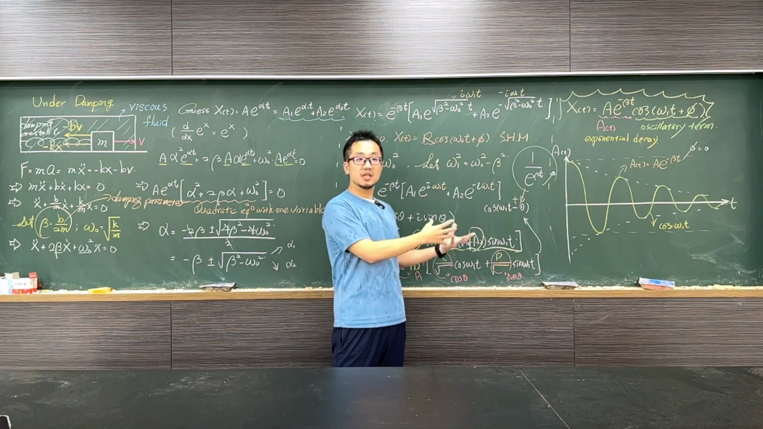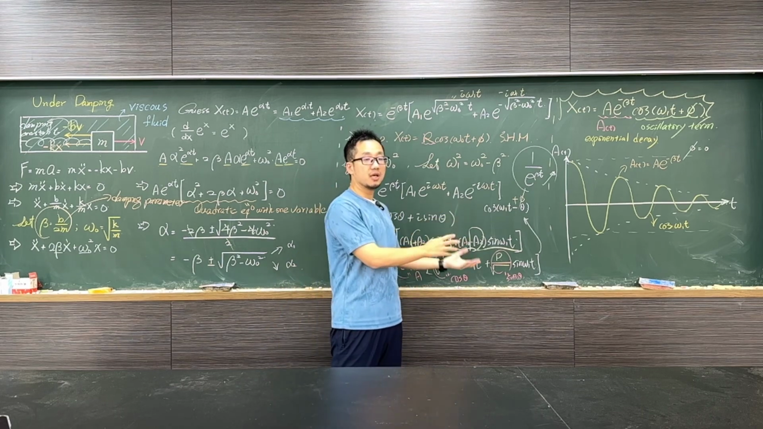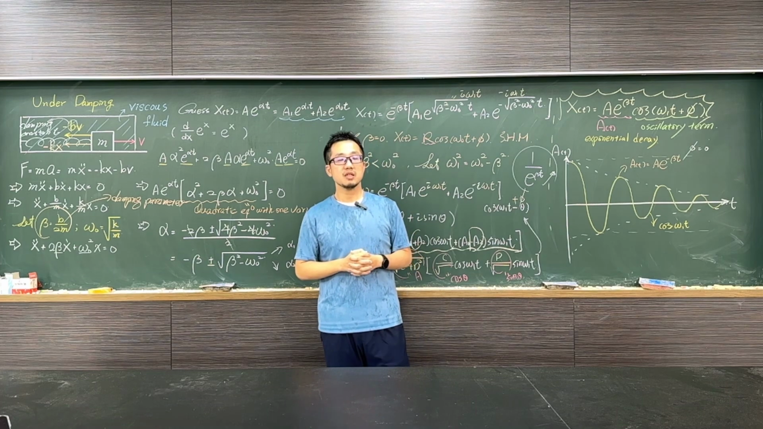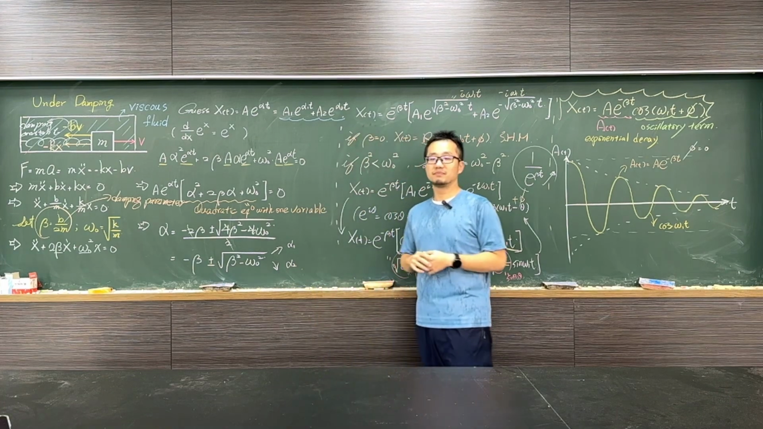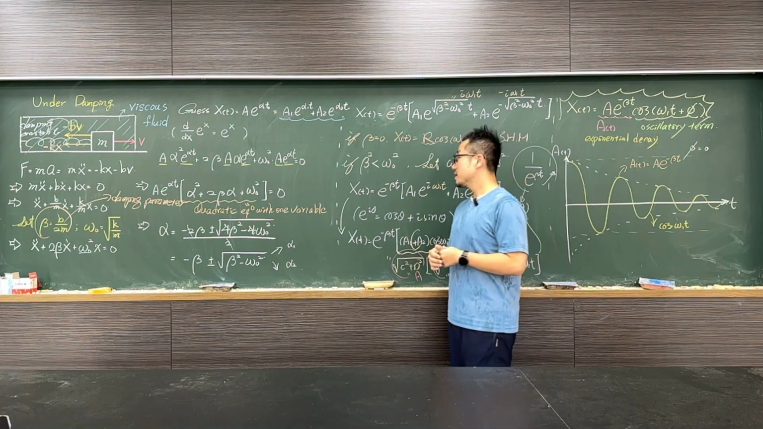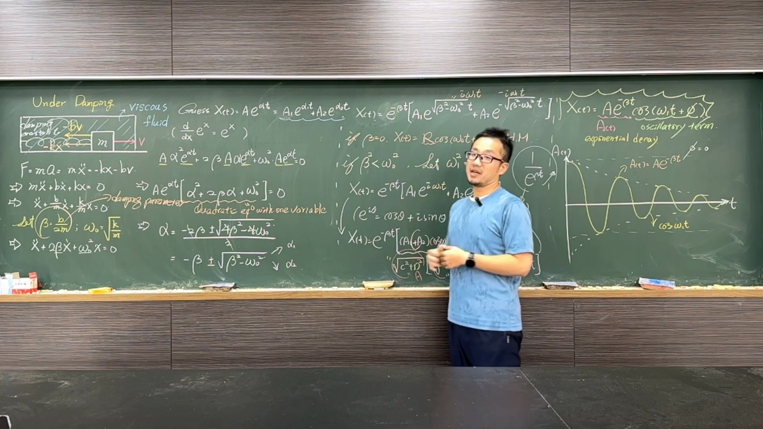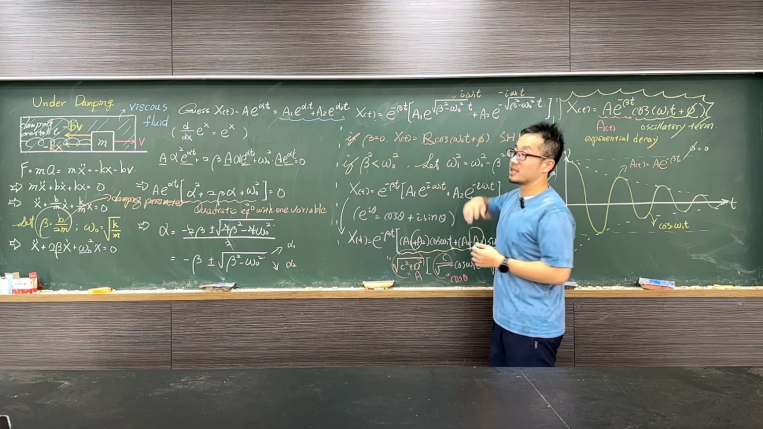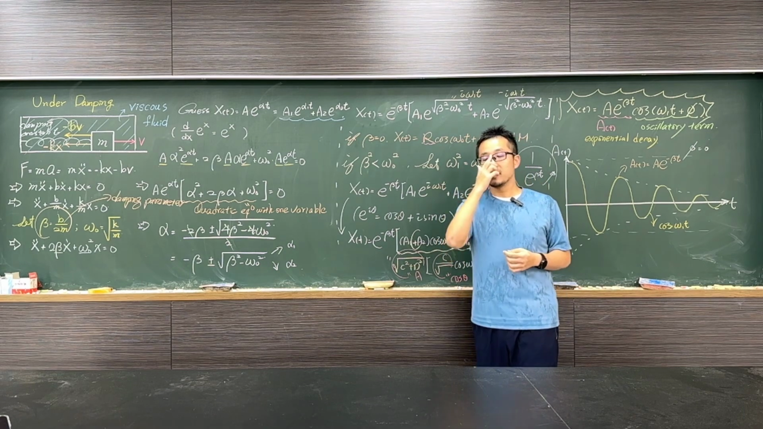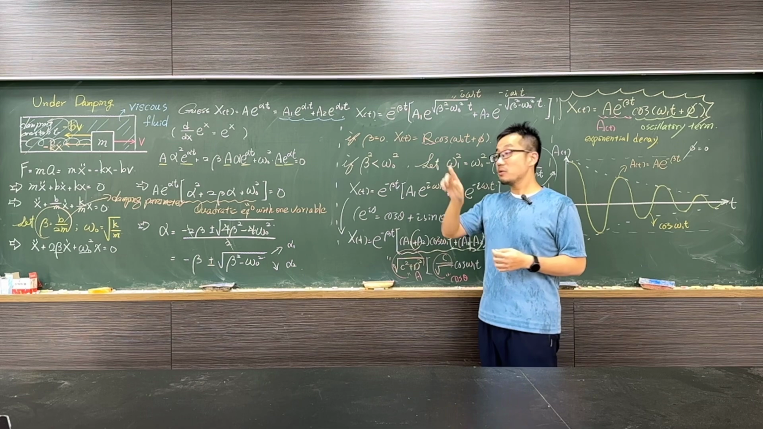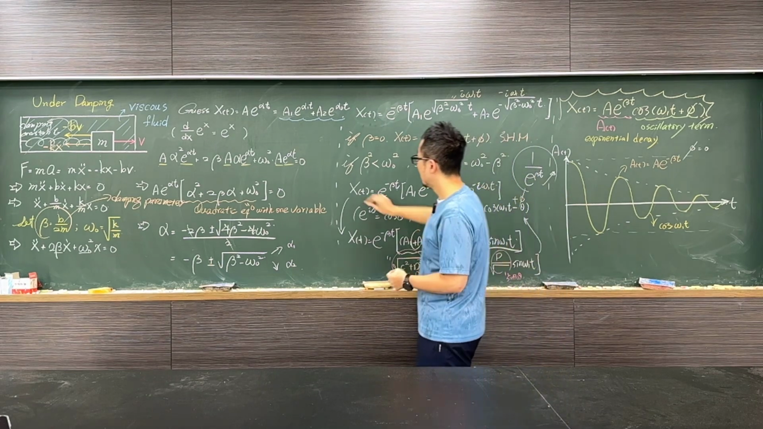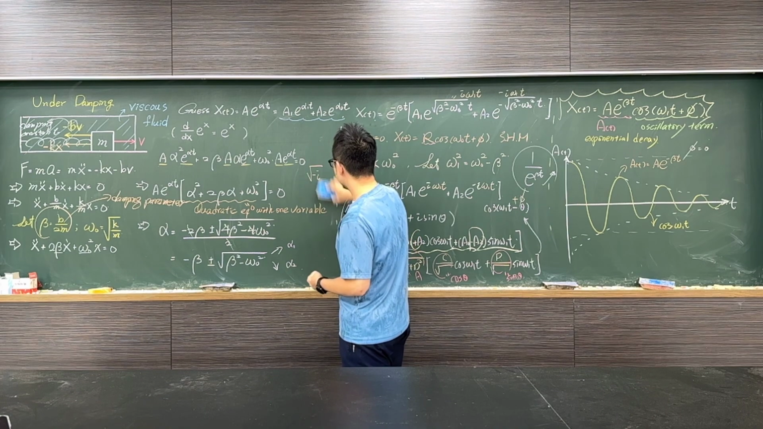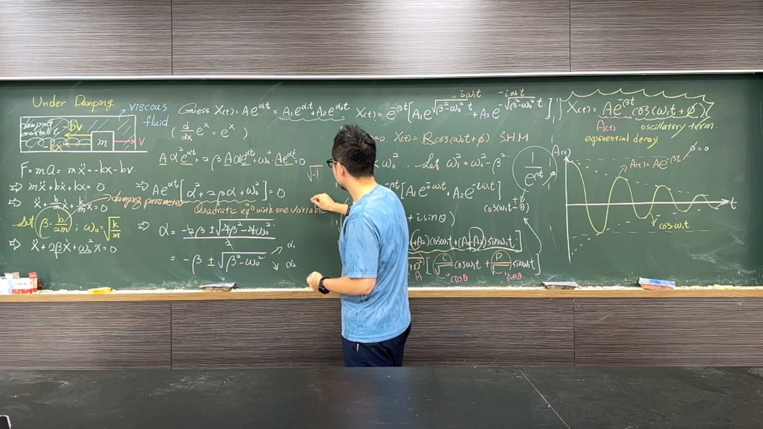Some kind of fixed amplitude times a cosine or sine function with some initial phase angle. But what if your beta is not 0? However, your beta is less than omega naught. Then beta squared minus omega naught squared would be less than 0. If it is less than 0, the square root of minus 1 is actually i.